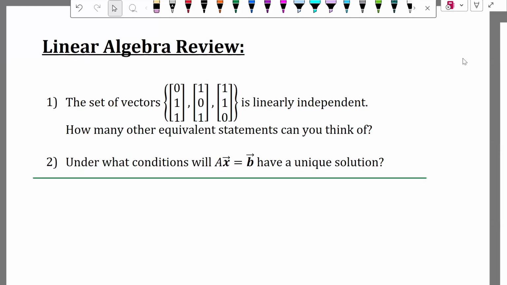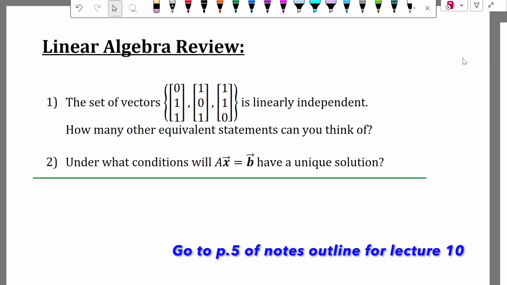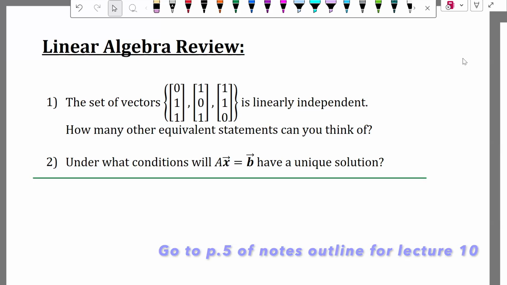Welcome to session 10, Math 82, folks. Today we are going to be thinking about the method of undetermined coefficients and the underlying theory that has to do with linear algebra. Make sure to go to page 5 of your notes outlines, where we start with the linear algebra review.